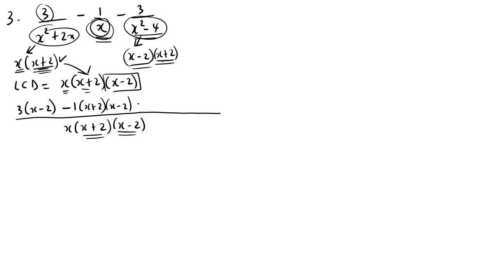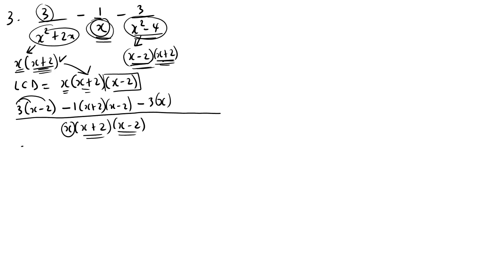Next we get -3. Again, for -3, we have factored that into x minus 2 and x plus 2. We compare these results for the denominator to the least common denominator. We found the difference is just x, so we just attach the x. So this is what we get. The only thing we need to do now is to expand. Just do your distributions.